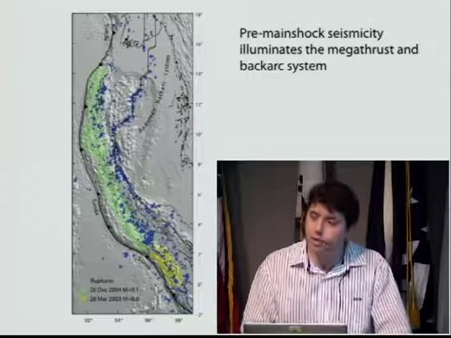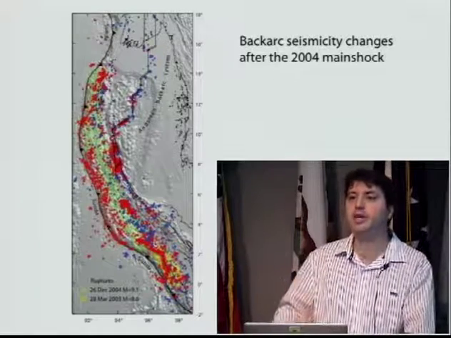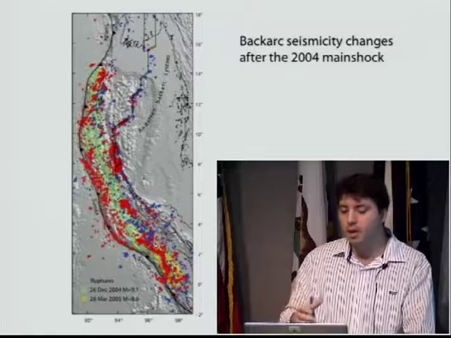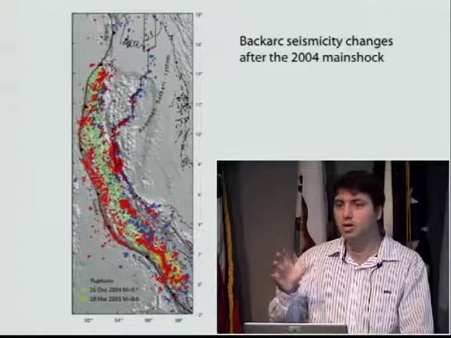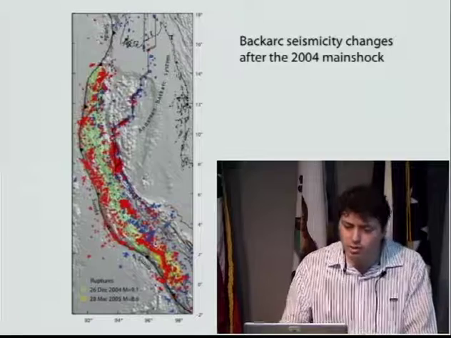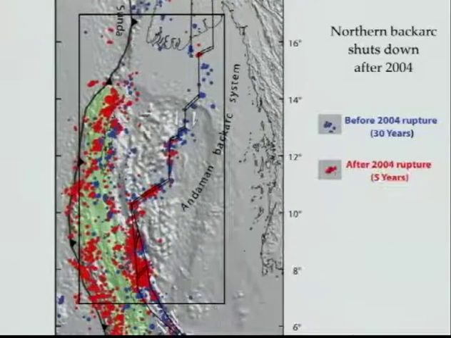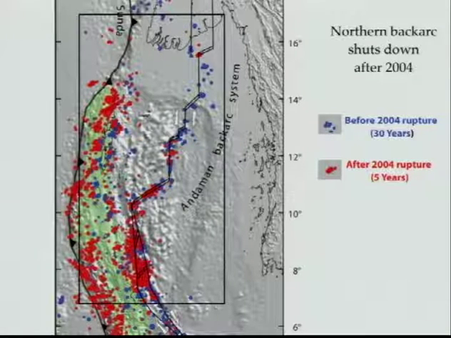So now let's look at the earthquakes that occurred after the Sumatra earthquake. Again, you are seeing it illuminates the rupture area, but in the back arc, for some areas you start seeing more earthquakes, while for other areas you don't see that many post-main shocks. If you look closer, the picture gets a little interesting, because now it looks like the southern part of the map sustains more seismicity, while in the northern part you don't see that many post-main shocks.